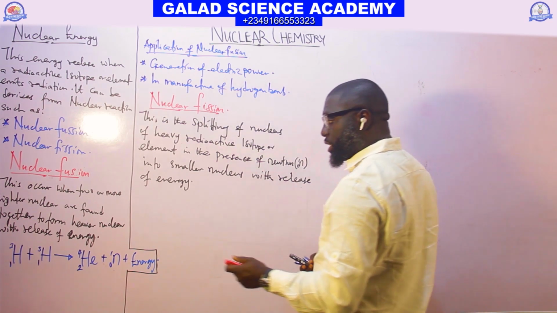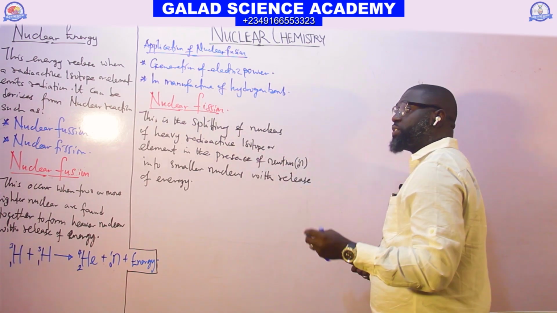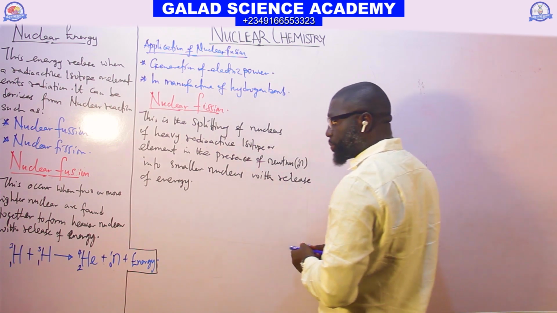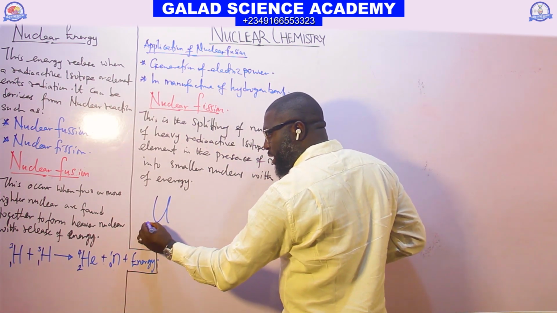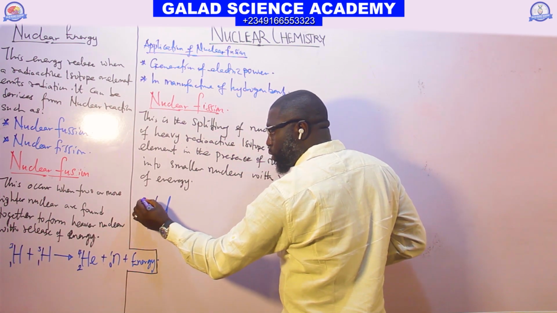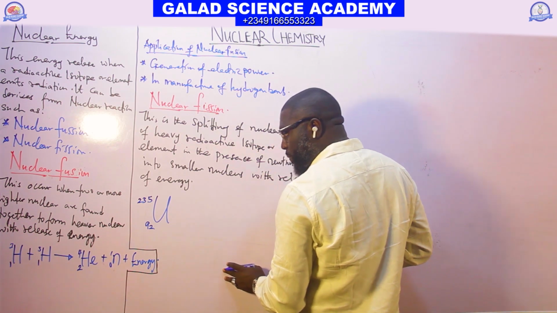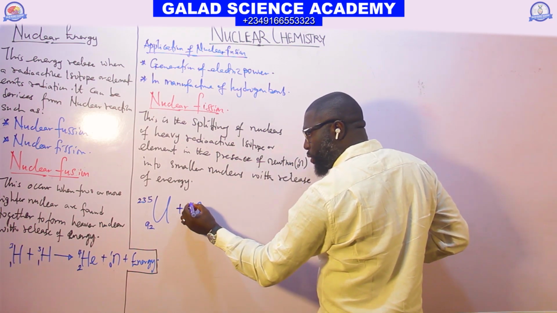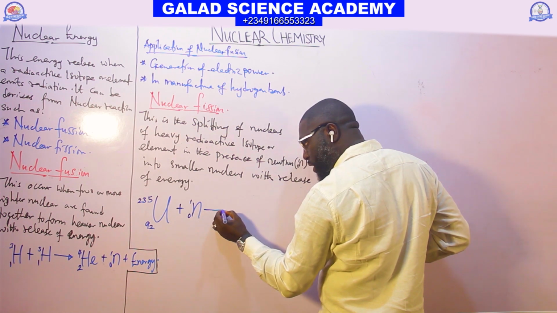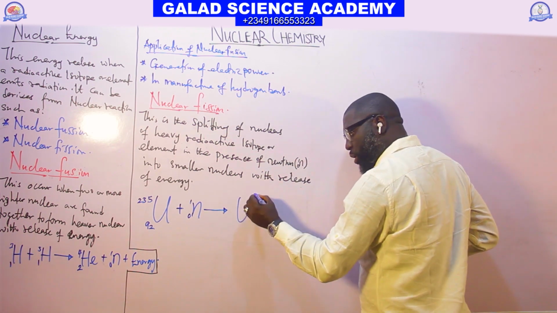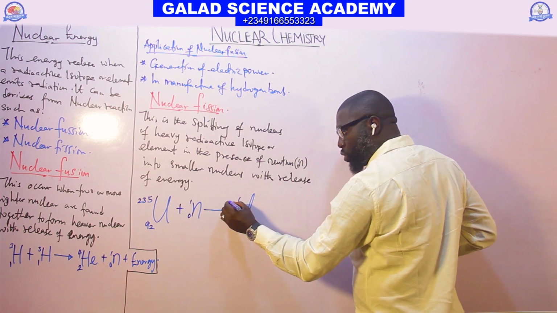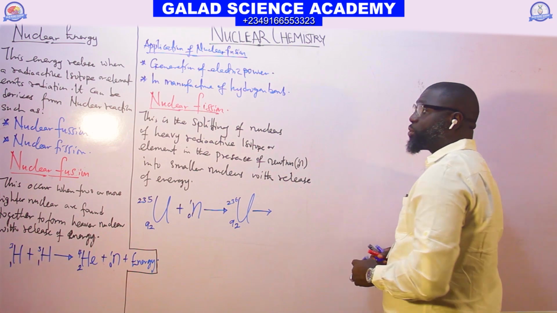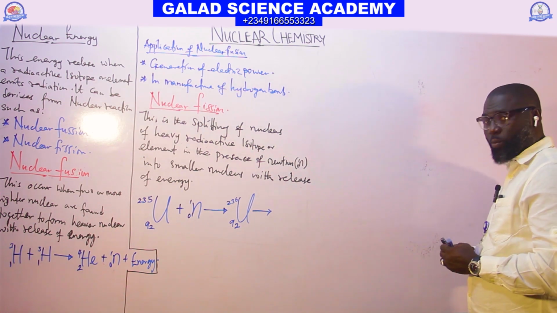Let's check nuclear fission, which is very common in the splitting of uranium. If you have uranium-235 (92), you bombard this uranium with neutron. With neutron, it will give us uranium-236, and this uranium-236 will later split into barium and krypton plus neutron.